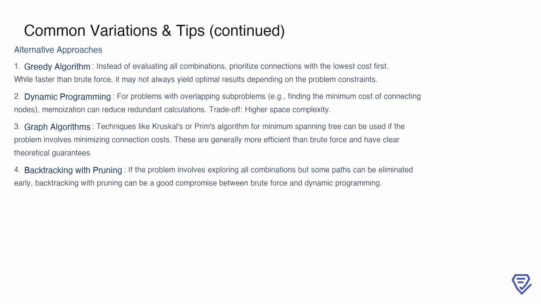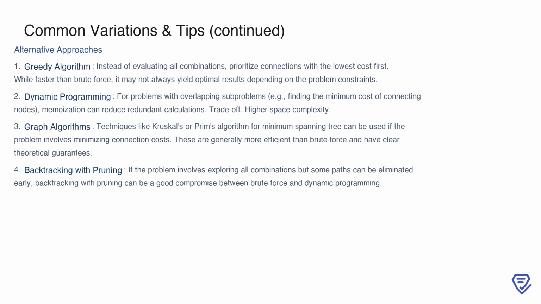There are also alternative approaches to consider when solving this type of problem. A greedy algorithm is one option, where you prioritize connections with the lowest cost first. This approach is faster than brute force but may not always yield the optimal solution, depending on the problem constraints. Another strategy is dynamic programming, which is particularly effective for problems with overlapping subproblems. By using memoization, you can reduce redundant calculations and significantly improve efficiency, though this often comes with higher space complexity.